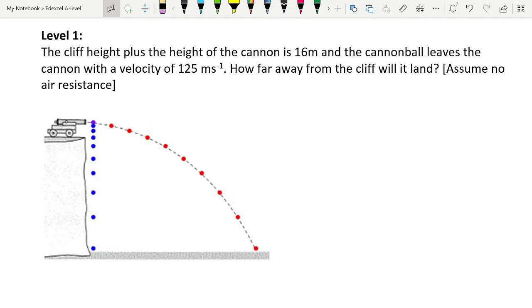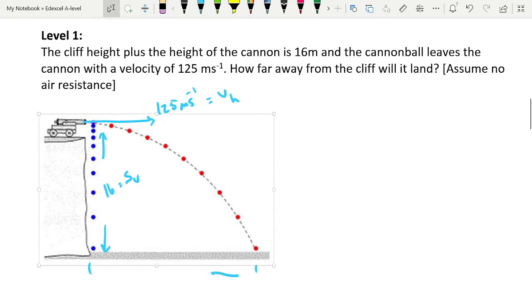Projectiles questions can be divided up into levels of difficulty. We're going to start with level 1, and I'll talk you through all the different levels as we go through. So level 1 is our cannonball. The cliff height plus the height of the cannon is 16 meters. So when you just have a projectile projected from a height and it falls down to the ground, 16 meters is our vertical displacement. Our horizontal velocity is 125 meters per second. It is useful to label these things as you encounter the question because it allows you to build up your SUVAT quantities. And how far away from the cliff will it land?